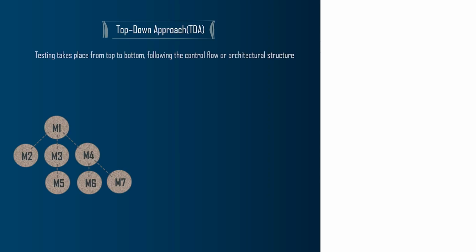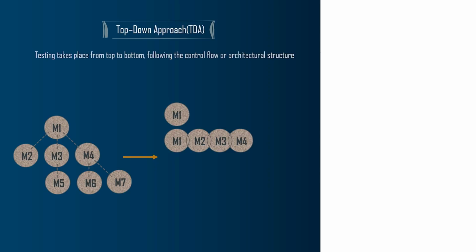I have 7 modules. Module M1 is dependent on M2, M3, and M4. Similarly, M3 depends on M5 and M4 depends on M6 and M7. Now, while performing the top-down approach, we begin with the first module, which is module M1. So you want to test module M1. As you perform unit testing, it's working well and fine.